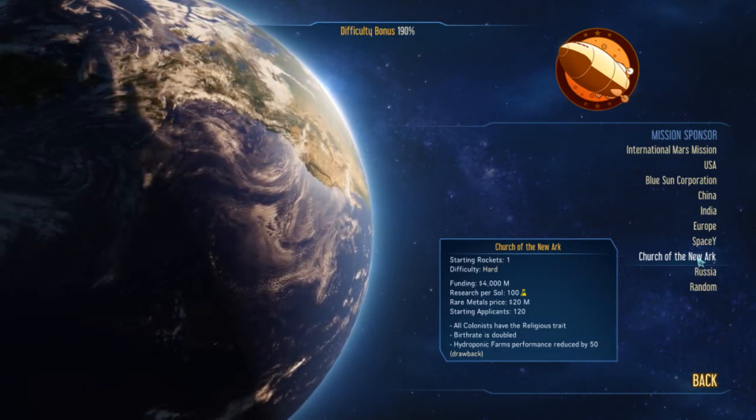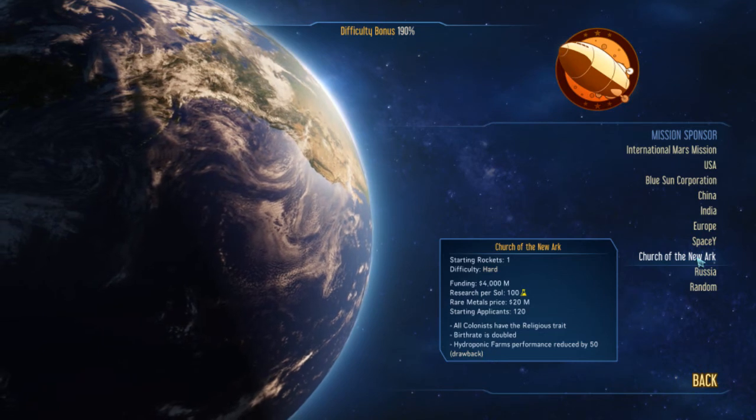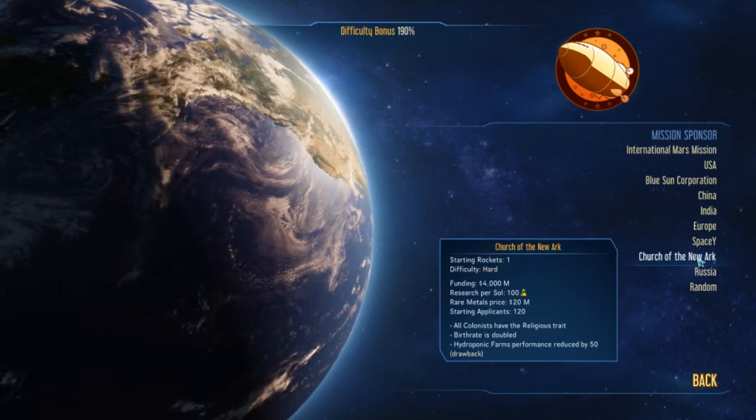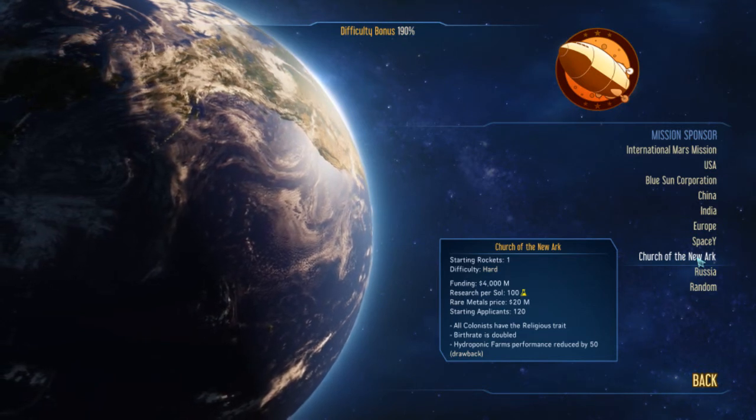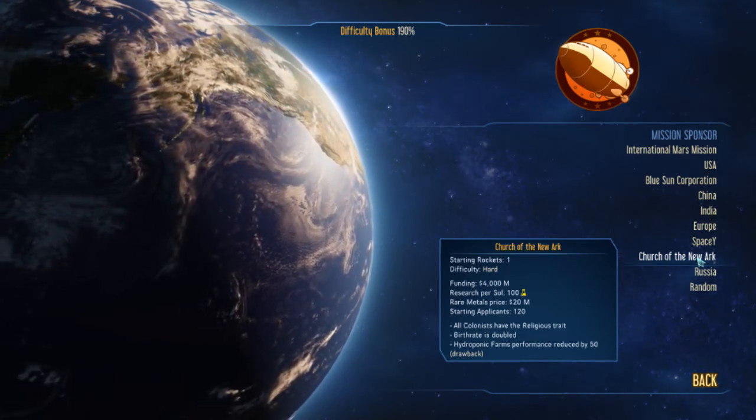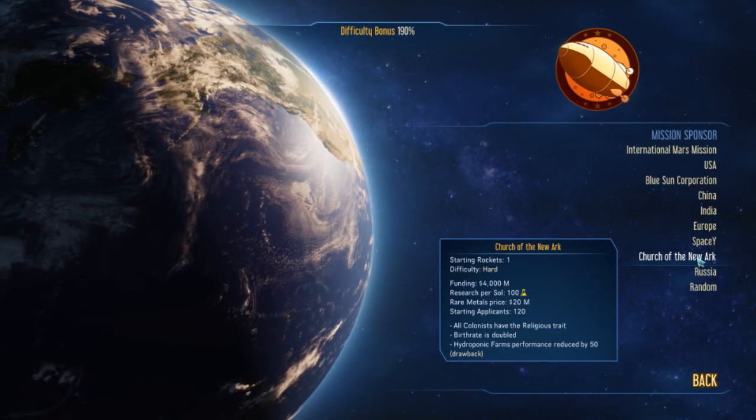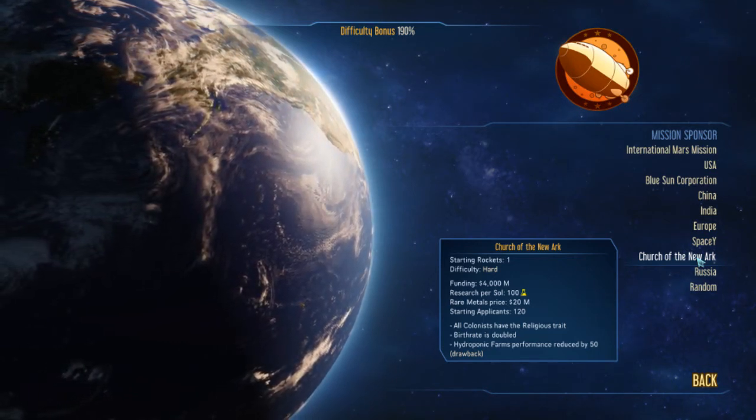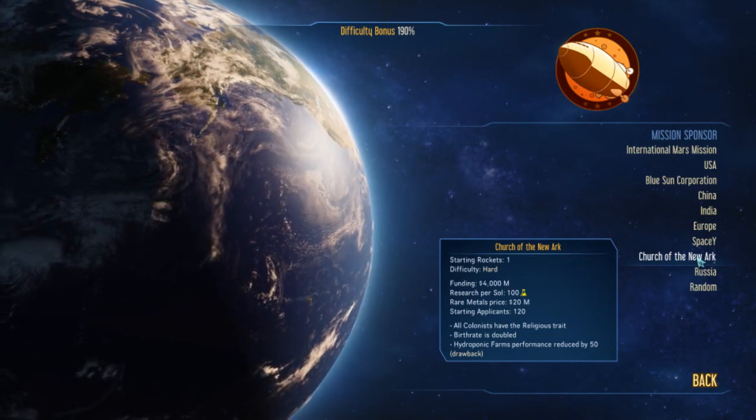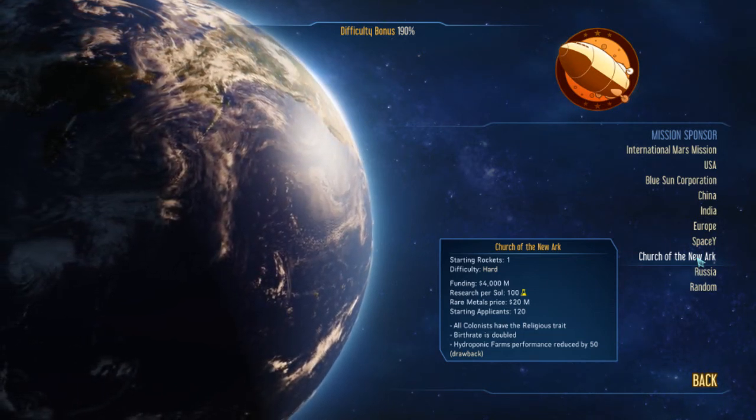Now, all colonists have the religious trait. This is actually a very strong trait. Religious people in this game will never commit suicide and have higher base morale. Their birth rate is doubled, which doesn't really matter that much. And the hydroponic farms' performance is reduced by 50%. This isn't actually that big of a drawback. You, generally speaking, will not have to build that many hydroponic farms, if any.